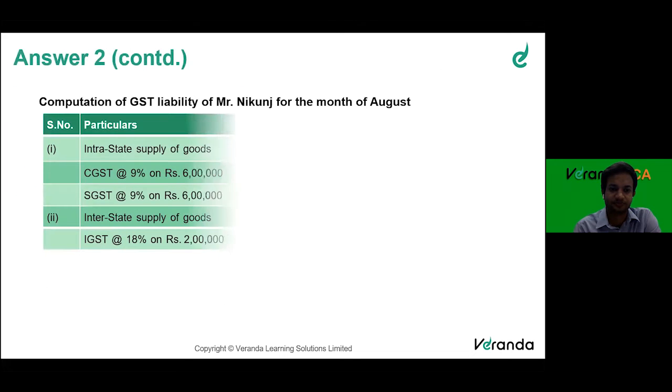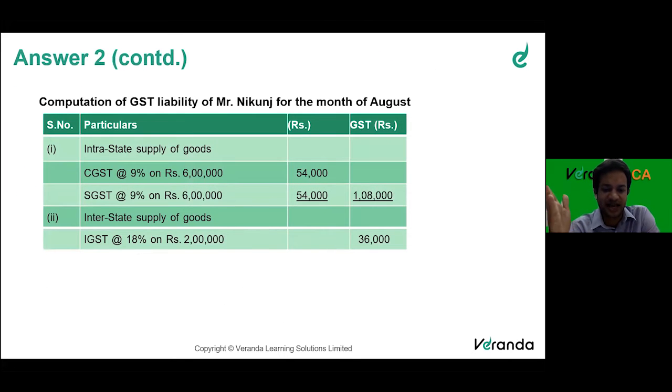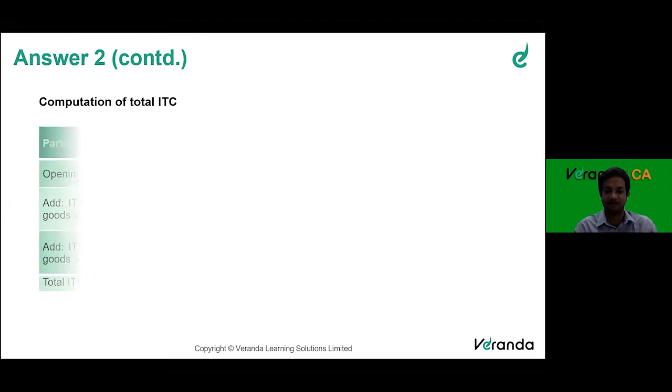Let's see the answer. So as I said, on 6 lakhs, which is an intra-state supply, I will pay 9% CGST and 9% SGST. So on 6 lakhs, 54,000 CGST, 54,000 SGST. And on interstate supply, 2 lakh rupees turnover, 18% comes to 36,000 rupees. So our total liability for the month of August for Nikunj is 54,000 CGST, 54,000 SGST, 36,000 IGST. So we have to pay these three taxes: CGST, SGST, and IGST. 54, 54, and 36. Let's see how much ITC we have.